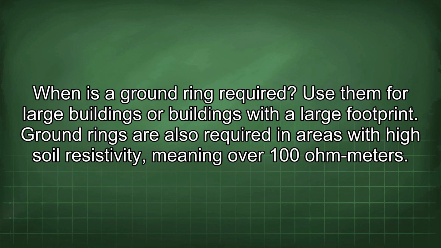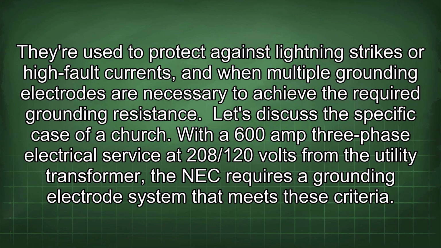When is a ground ring required? Use them for large buildings or buildings with a large footprint. Ground rings are also required in areas with high soil resistivity, meaning over 100 ohm meters. They are used to protect against lightning strikes or high fault currents, and when multiple grounding electrodes are necessary to achieve the required grounding resistance.